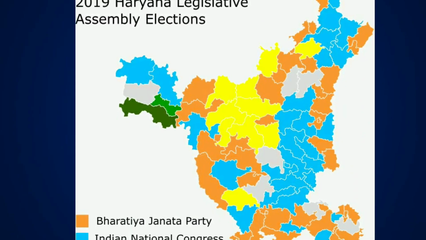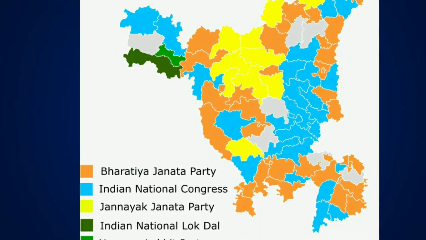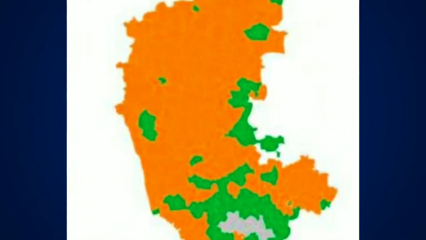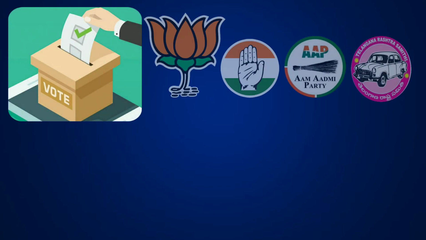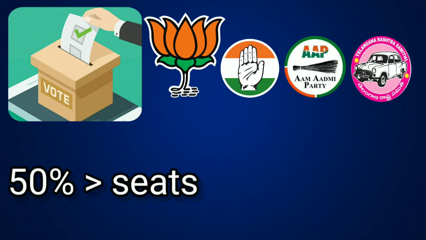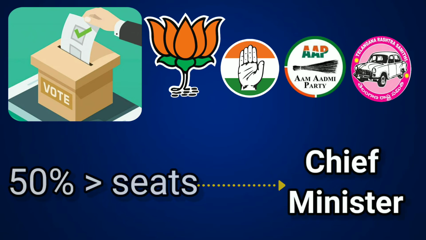So if a party has to establish its government in the state, it has to get a majority, that is, it has to get more than 50% of seats. So after elections, any party which gets more than 50% of the seats makes its government in that state. The elected MLAs choose their leader who becomes the chief minister of the state.